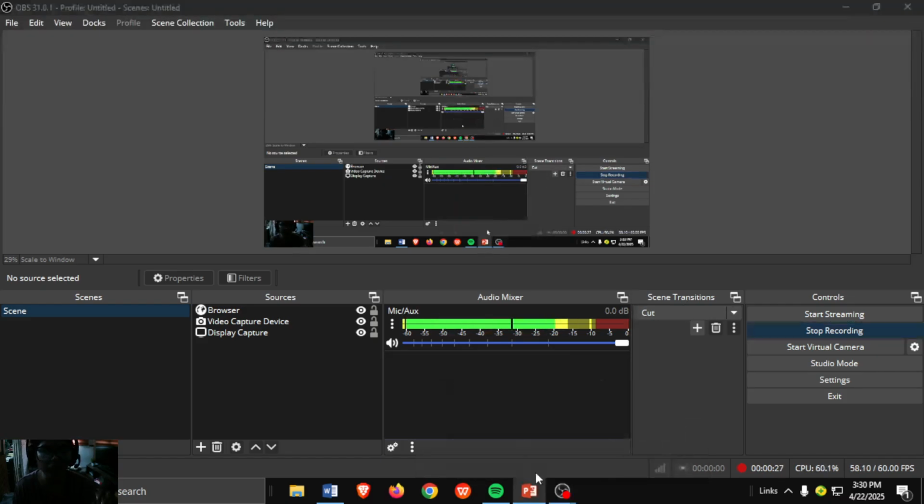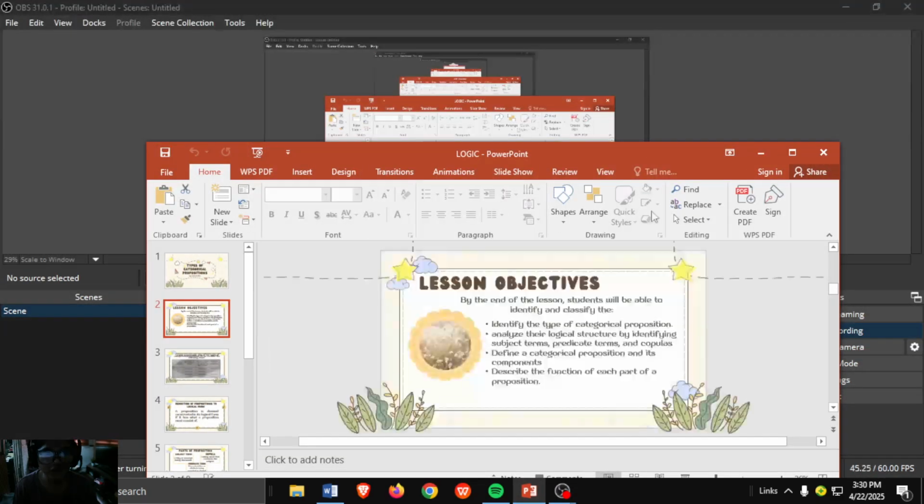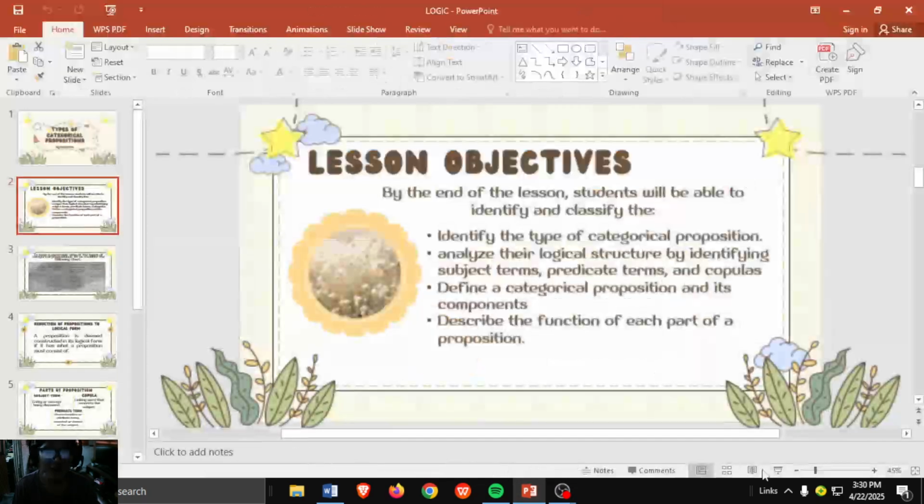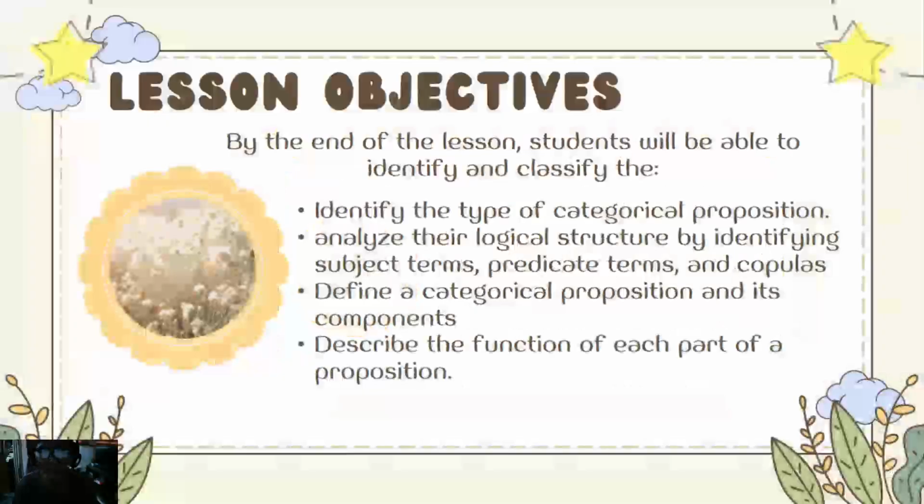So here are the lesson objectives. By the end of the lesson, students will be able to identify and classify the type of categorical proposition, analyze their logical structure by identifying subject terms, predicate terms, and copula, define a categorical proposition and its components, describe the function of each part of a proposition.